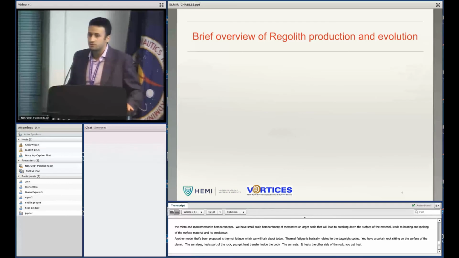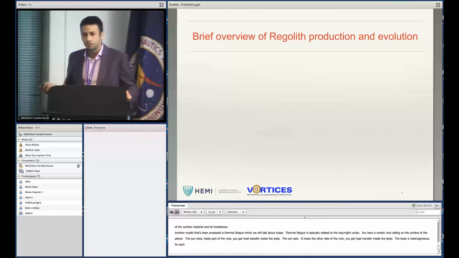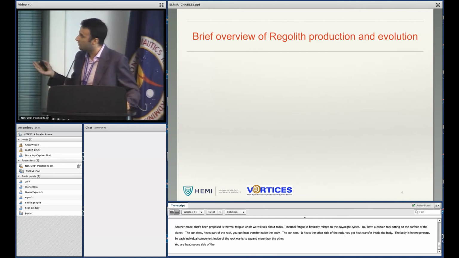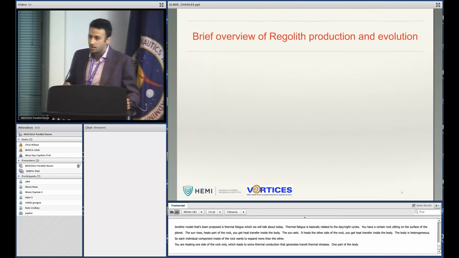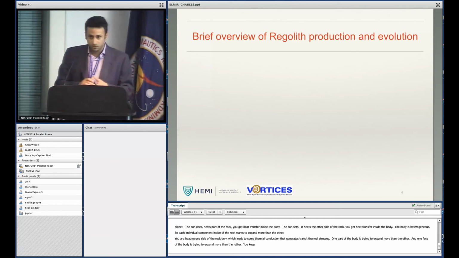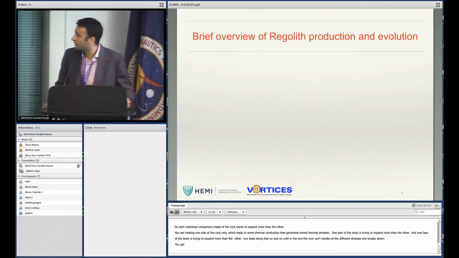Now this body is first of all very heterogeneous, so each individual component inside of the rock wants to expand more than the other. And you're heating one side of the rock only, which leads to some thermal conduction that generates transient thermal stresses. So you have one part of the body that's trying to expand more than the other, and one face of the body trying to expand more than the other. And you keep doing that on and on and on, until in the end the rock cannot handle all these different stresses and breaks down. So you get rock weathering and fragmentation, but with no subsequent ejection.